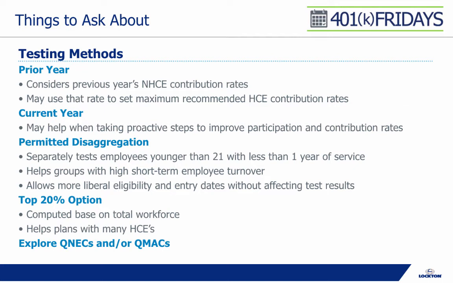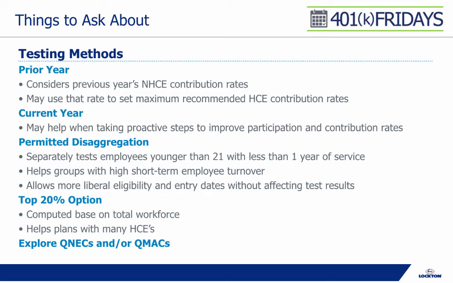So there's two primary ways that testing is conducted. One is what's called your prior year testing, which looks at the previous year's non-highly compensated employee contribution rates to set the maximum recommended rate for your highly compensated employees. So for example, today we're in 2016 and we're doing testing for 2015. So if we were on the prior year testing method, you would look into what your non-highly compensated employee contribution rates were in 2014, so that in 2015 you would set a recommended contribution rate for your highly compensated employees.